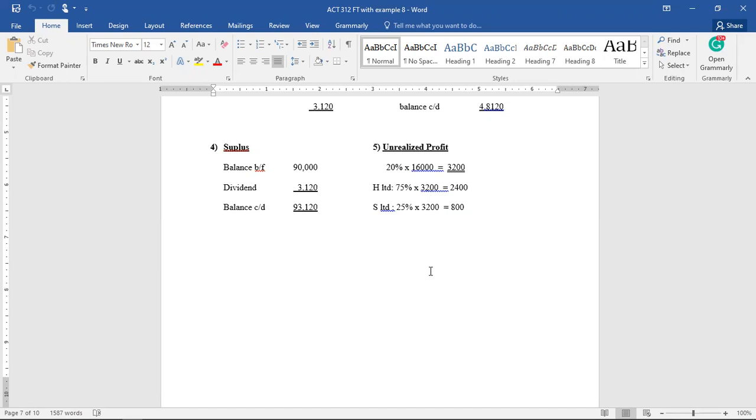Now, when the parent is selling to the subsidiary, all the unrealized profit is debited to the consolidated income surplus. And when the subsidiary is selling to the parent, then the unrealized profit is debited to the consolidated income surplus and the minority interest account based on their percentage holding. Case closed. No further explanation.